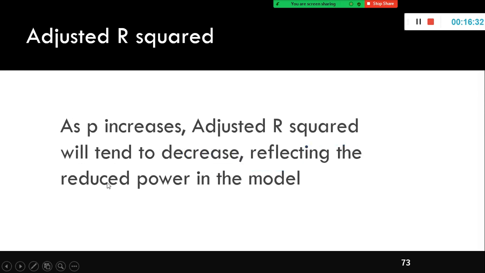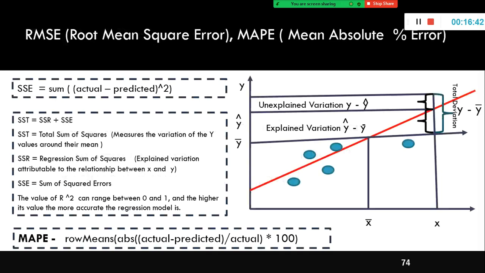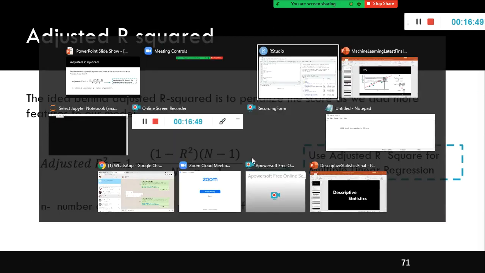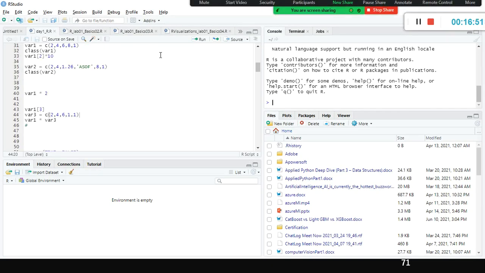As p increases, the adjusted R squared will tend to decrease, reflecting the reduced power in the model. This is what we discussed along with each feature in the summary. When you do the summary of the linear regression model, we got this one.